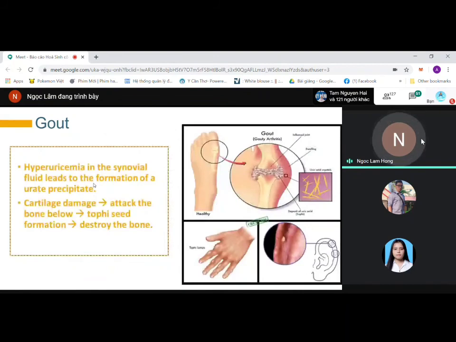And gout patients have hyperuricemia in the synovial fluid, which leads to the formation of uric crystal precipitate. And when the cartilage is damaged, it will attack the bone below and lead to trophy cyst formation. And finally it will destroy the bone.